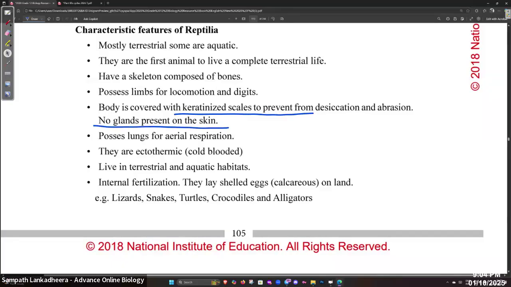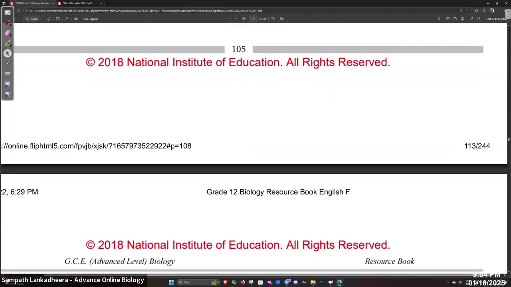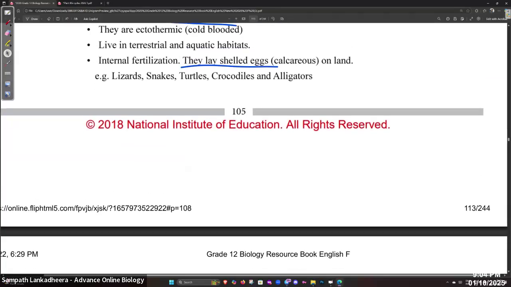Amphibians have glands. They have the toxic glands, and mucus producing glands are present. These guys do not have any glands. Lungs for respiration, ectothermic, live in terrestrial and aquatic habitats, internal fertilization, and they have shelled eggs. Now, you know, people, these shelled eggs provide the liquid required for the development of embryos. Lizards, snakes, turtles, crocodiles, alligators are examples.